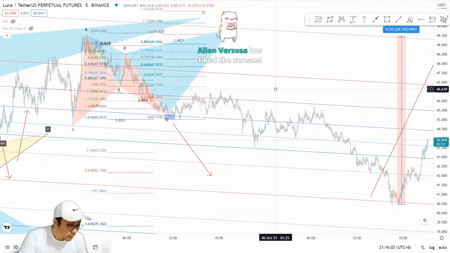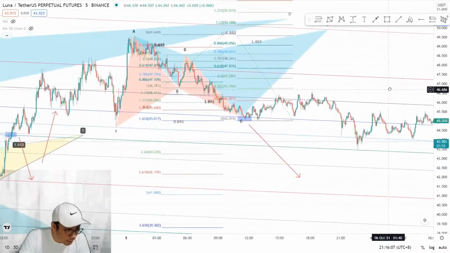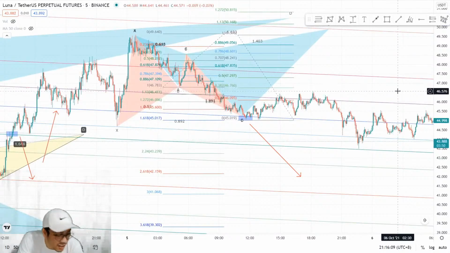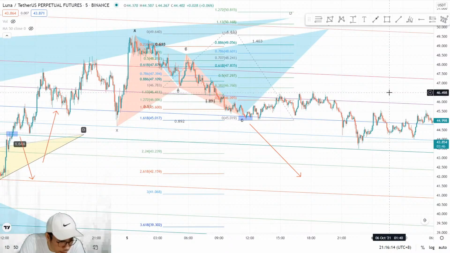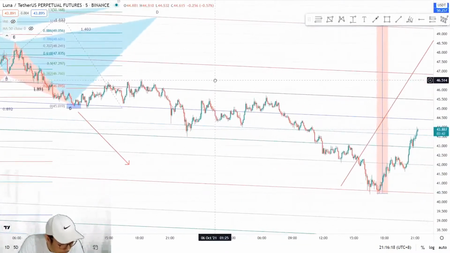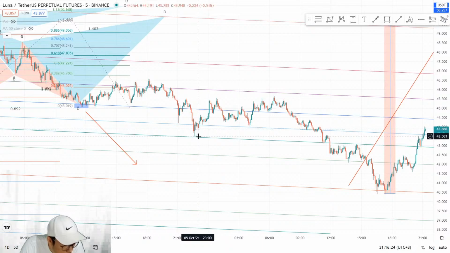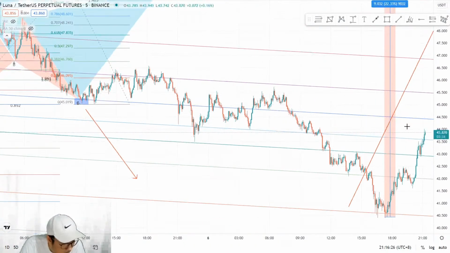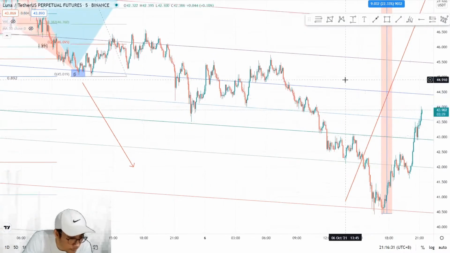Then it has been forming a series of shark patterns. Here, I noticed it, but I'll just give you one more example. I think this is the last one. From here, I'm not sure. Hopefully, I will get it right. I think this is the last shark pattern that we have.